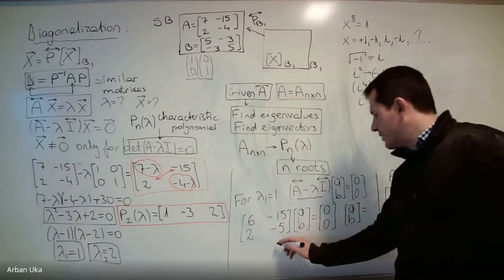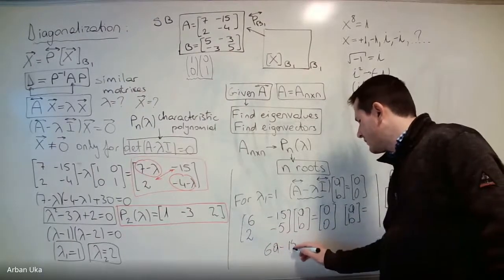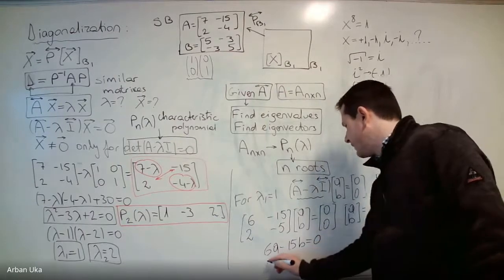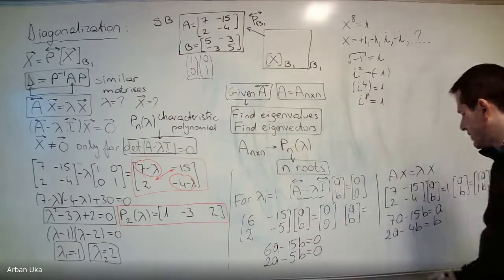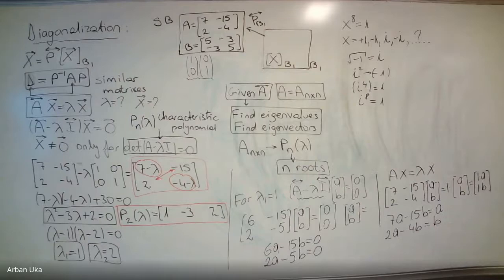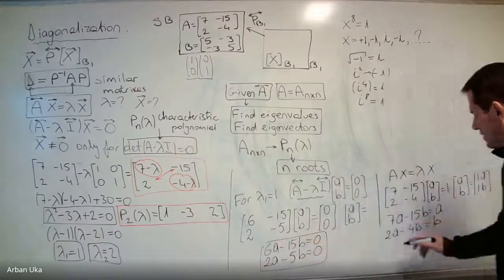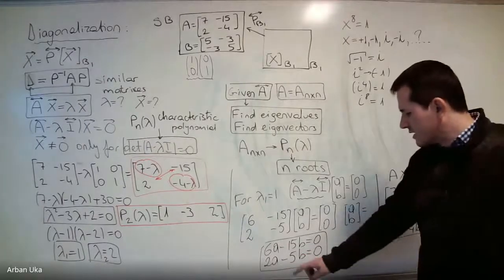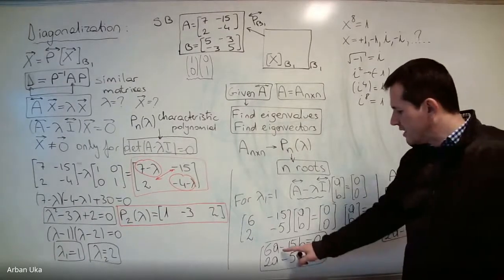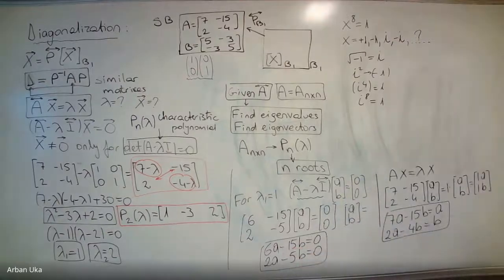And here we get the same, right? Here we get 6a minus 15b equals 0, and 2a minus 5b is also 0, right? Would you agree that we have the same statement here? So this pair of equations is the same as this pair of equations. Yes. Okay. Do you see any similarity between the first equation and the second? They are the same.